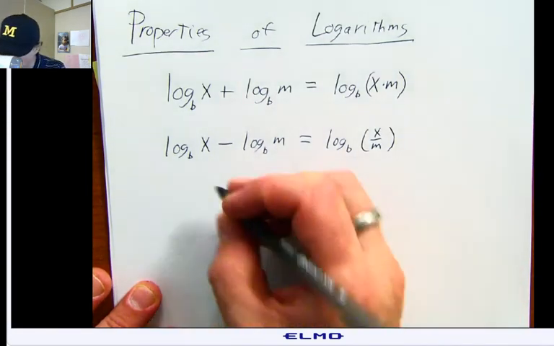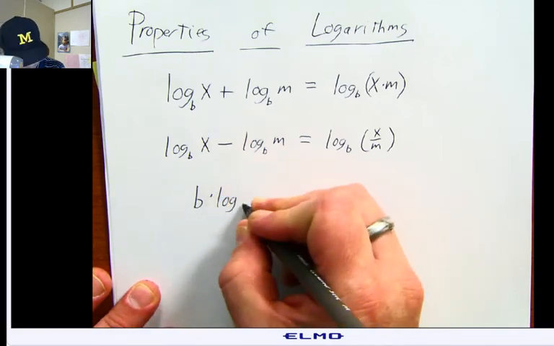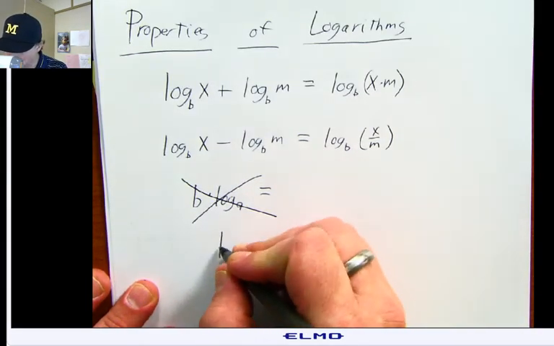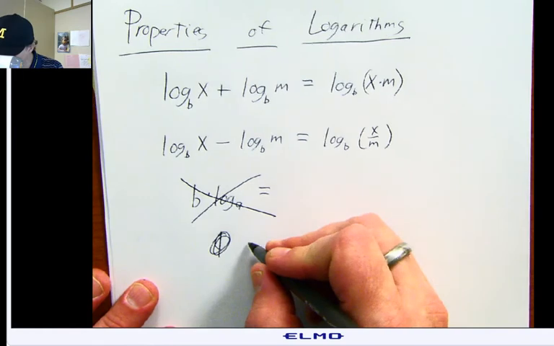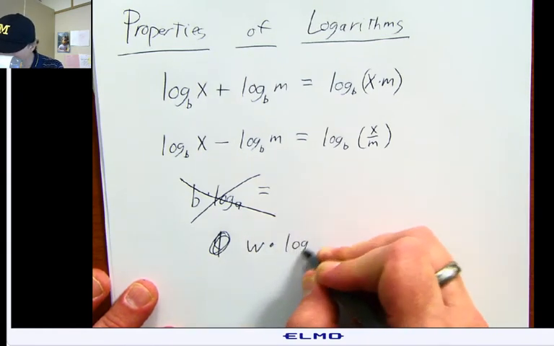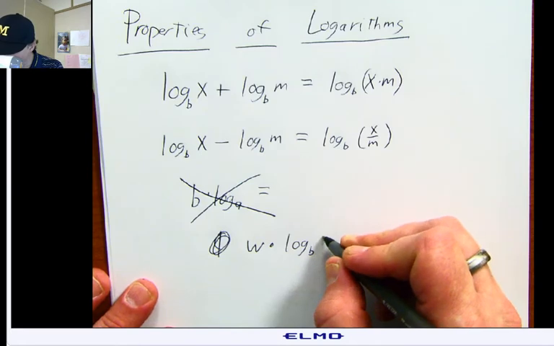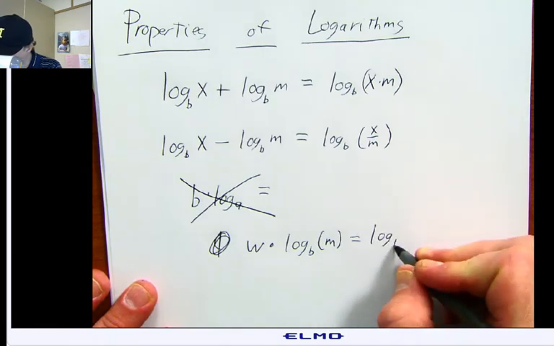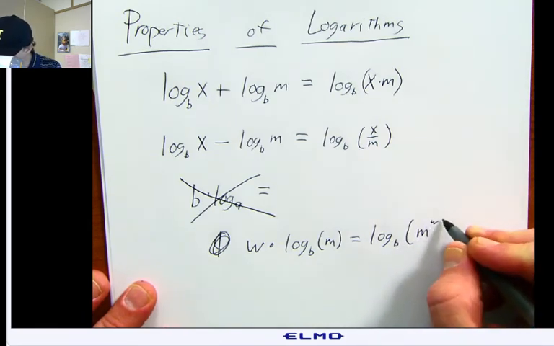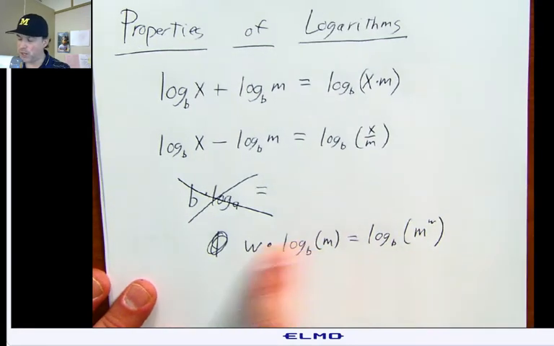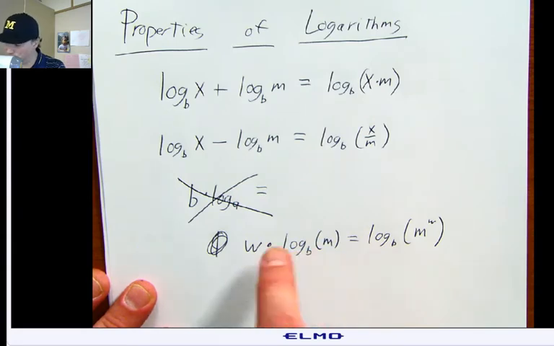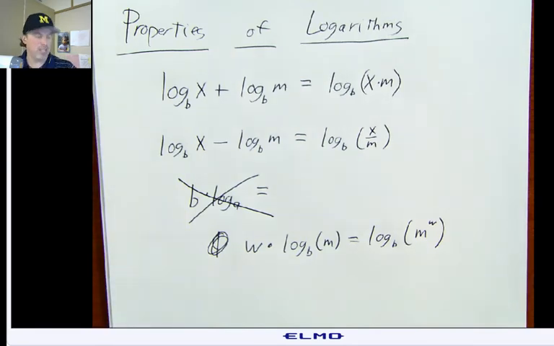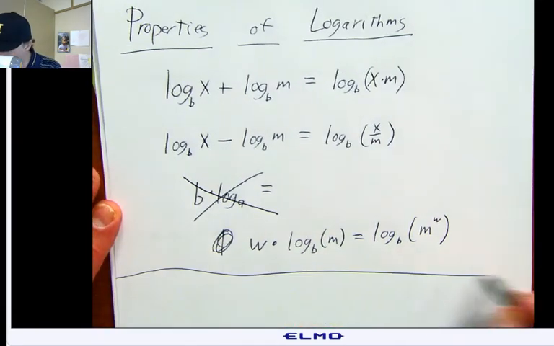And then finally, w times log base b of m is equal to log base b of m to the w. I said that wrong at first, so I'm going to use the letter w. You need all three of these, but this one comes in super important in further levels of math. And now that you have these properties, you can use them in situations like this.